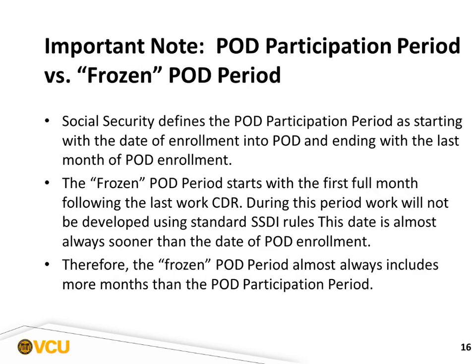Slide 16. In the last slide, we introduced the concept of the frozen POD period. In order to be sure that you fully understand this concept, let's look at the difference between the frozen POD period and the POD participation period, which encompasses the starting date of enrollment into POD all the way until the last month of POD enrollment. For most participants, the last month of enrollment was June of 2021, but some participants opted to withdraw earlier. In contrast, the frozen POD period actually begins with the first full month following the last completed work CDR and ends with the last month of POD enrollment.